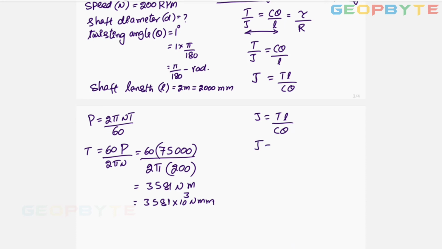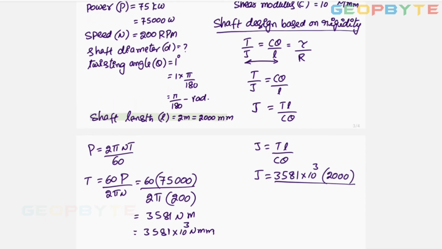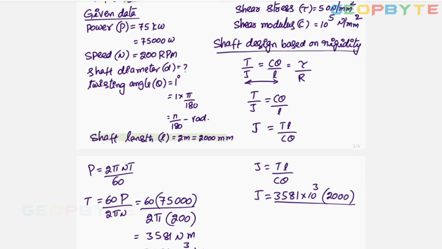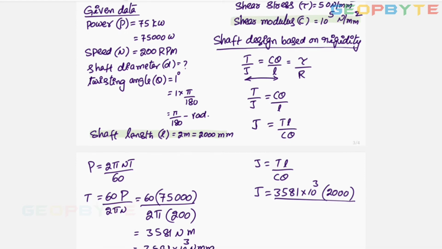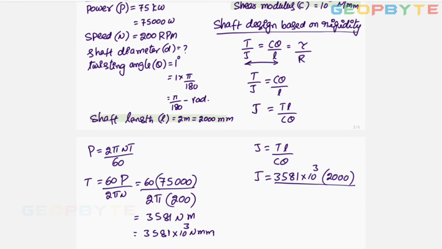So J equal to torque 3581 into 10 raised to 3. Length of the shaft is given, 2000 mm, dividing by C. Shear modulus is how much? Shear modulus is 10 power 5 into theta pi by 180.